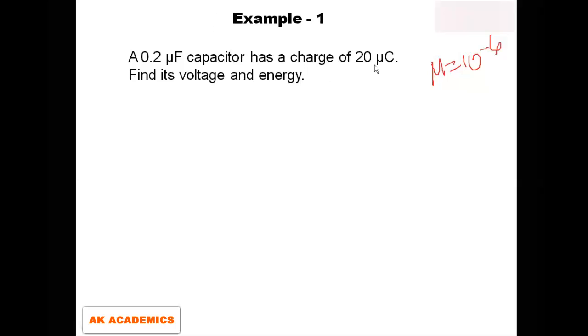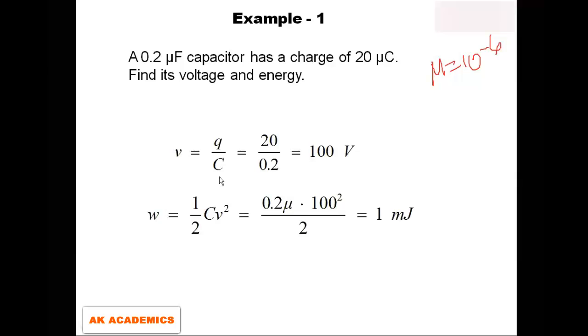This becomes easy because we already know exactly the expressions to use. Voltage will be equal to Q over C, because we know that Q is equal to CV. We know Q is 20 microcoulombs, and our C is 0.2 microfarad. So 20 over that, the 10 to the power minus 6 cancels, and you have 100 volts. This is very straightforward.